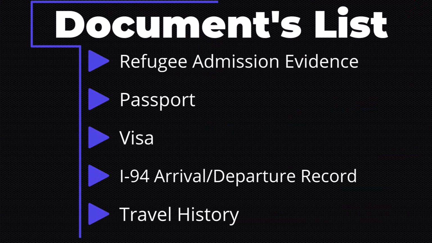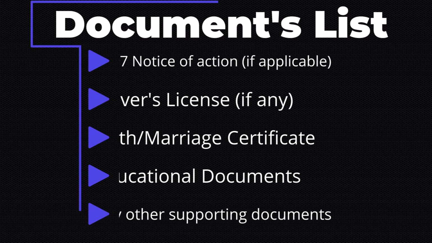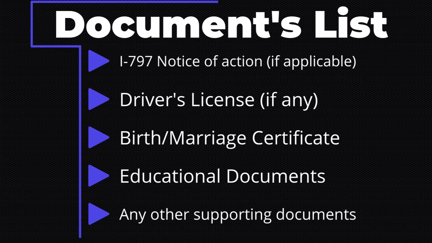Before we begin, make sure you have the following documents ready: your refugee admission evidence, your passport, your visa, your Form I-94 arrival departure record, your travel history, your Form I-797 notice of action if applicable, your driver's license, your birth certificate or marriage certificate, your educational documents, and any other supporting documents that you need to send to USCIS.